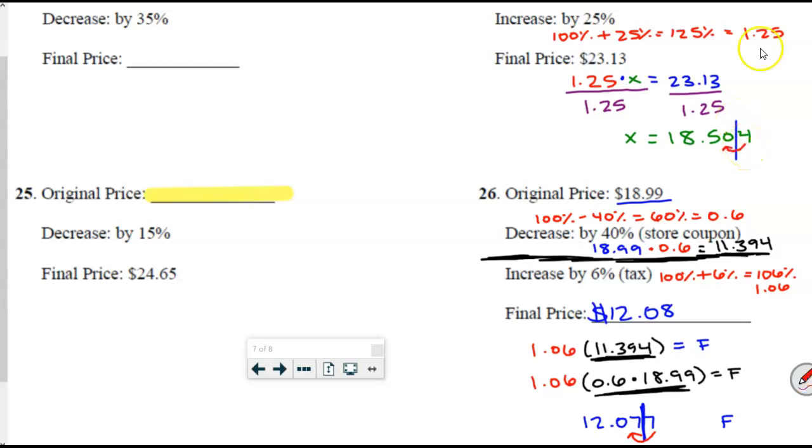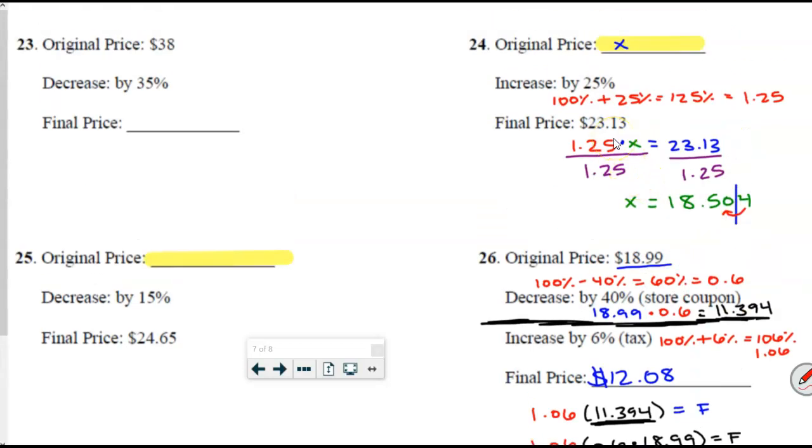Okay, and you all agreed it's going to be 50, right? As much as we would like to maybe bump that up to 51, this 4 isn't enough to make that round up to 51. So the original price turns out to be $18.50.